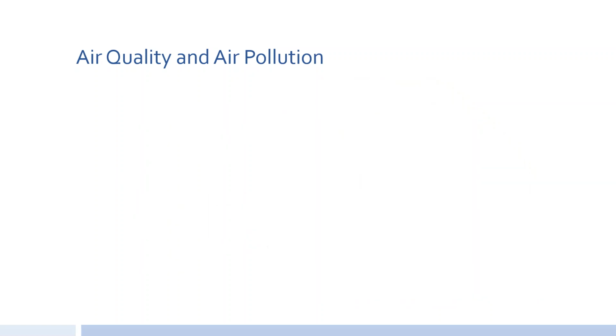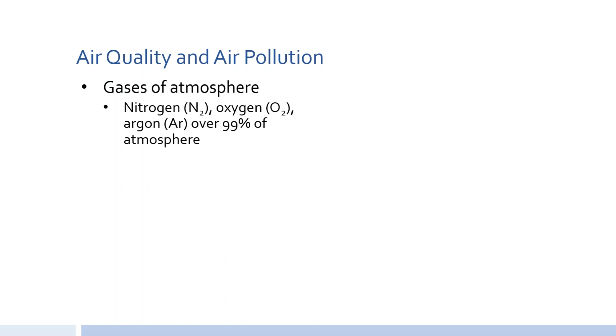So just to talk about pollution, first let's talk about what is in the atmosphere and what is supposed to be there in the first place. So the atmosphere is made up of primarily nitrogen, oxygen, and argon. That's 99% of the atmosphere. So really what we're talking about is a very, very small percentage of what is in the atmosphere. Nitrogen is the most abundant gas in the atmosphere. I believe it's around 70-something percent.